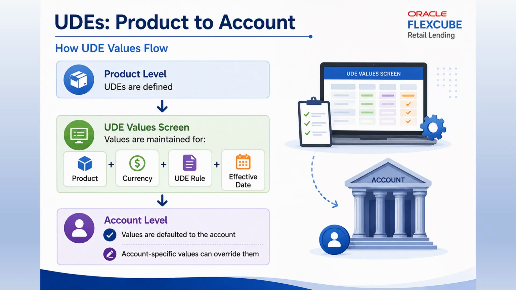UDEs: product to account. UDEs themselves are defined at the product level. The actual values are maintained in the UDE Values screen for a combination of product, currency, UDE rule, and effective date. These values are then defaulted at the account level. The manual also states that account-specific values can override the defaulted values.